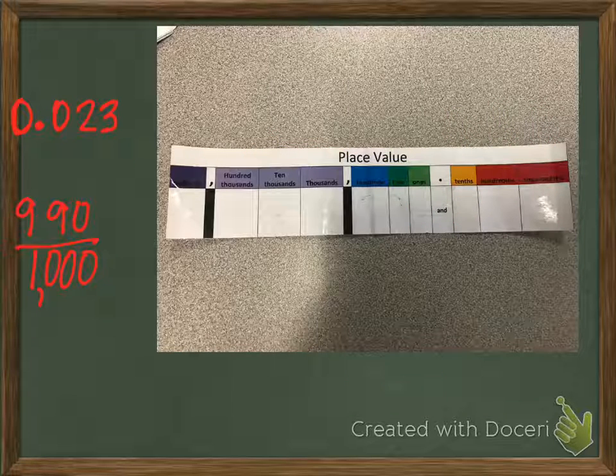Try these two by yourself. I'll give you about 2 minutes to complete these. I want you to make this number into a fraction and this number into a decimal. Go ahead and start working on that right now.